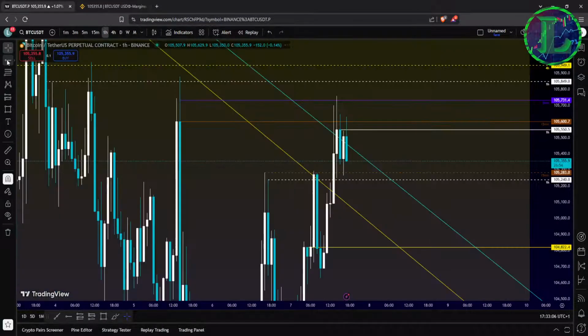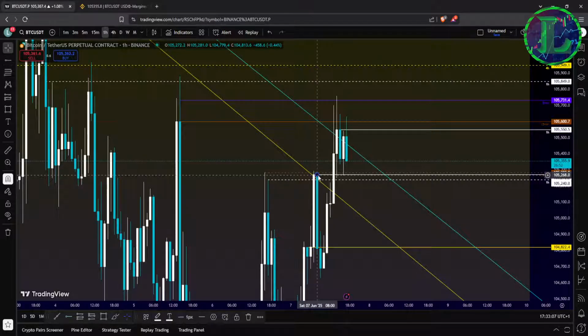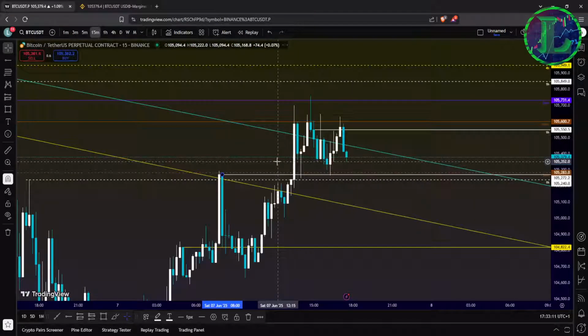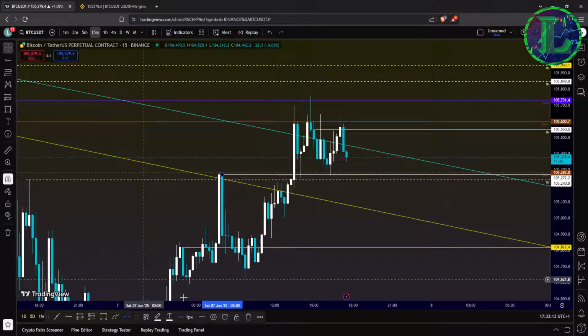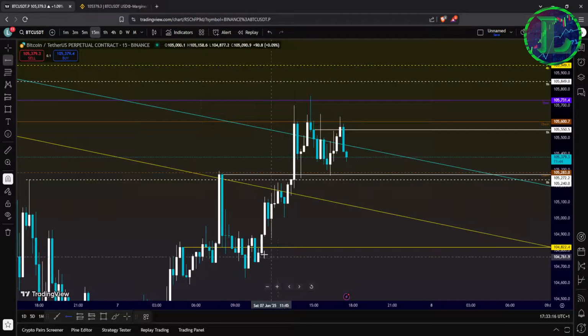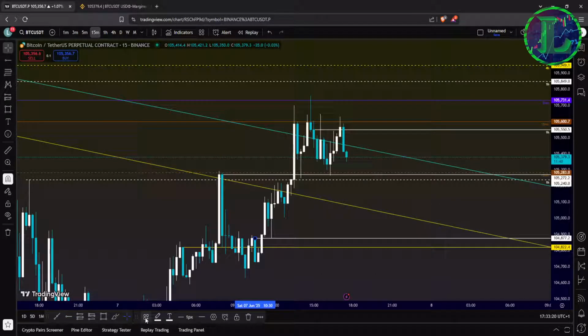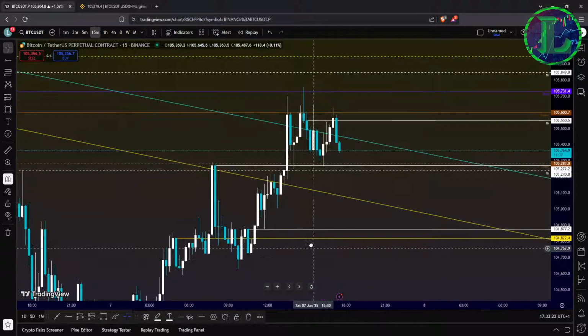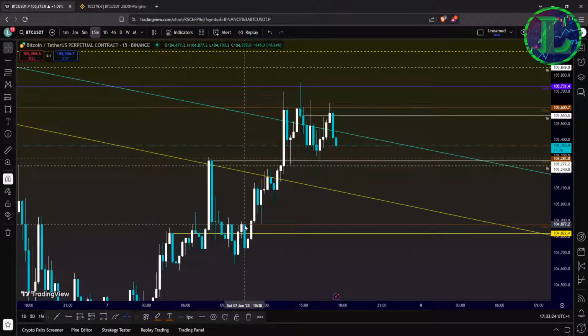That's also a 1 hour. The backside here was already tested. We still have this one, as I said before, but inside this range we have a 15 here. This was tested, so I'm going to start the trail here. Let me mark this as a 15. We have the 15 trail, right? And this is the last candle.